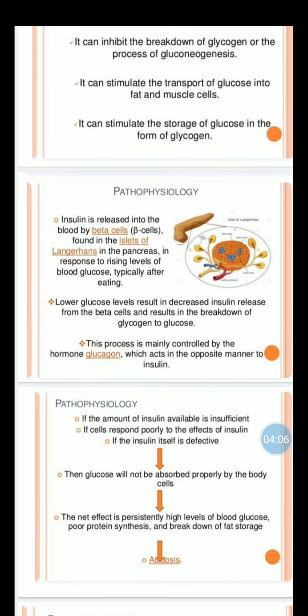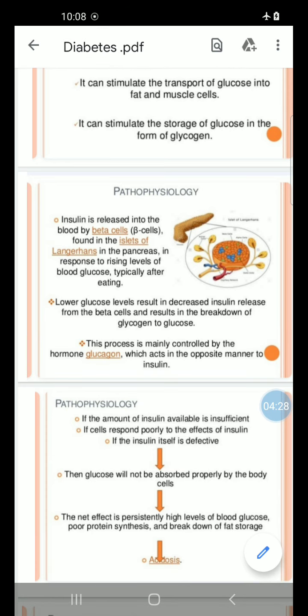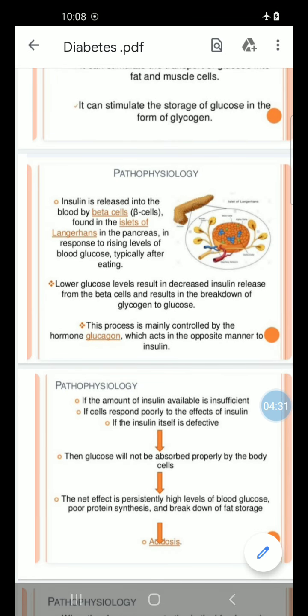Then insulin is released into the blood by the beta cells, which are found in the islets of Langerhans in the pancreas, in response to rising blood glucose levels, typically after eating.